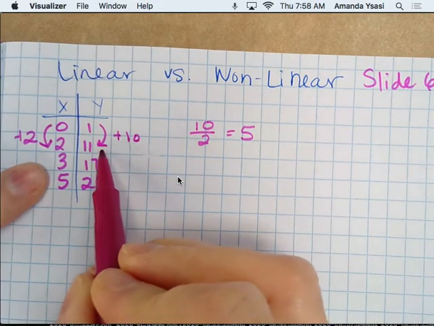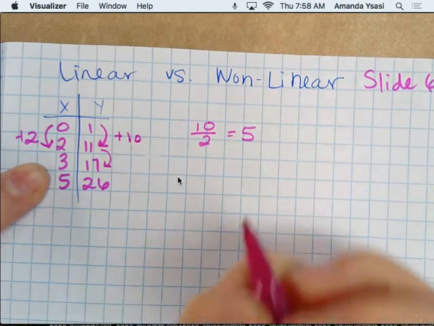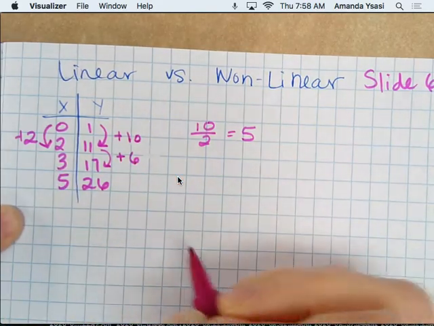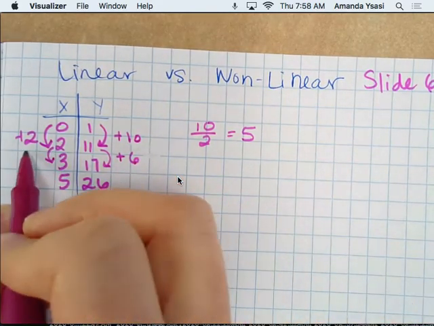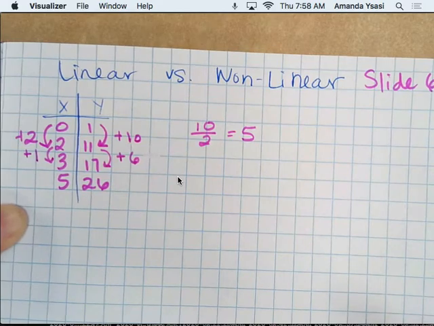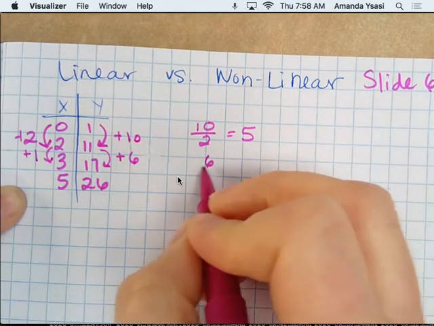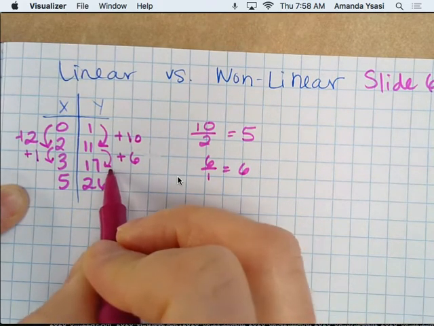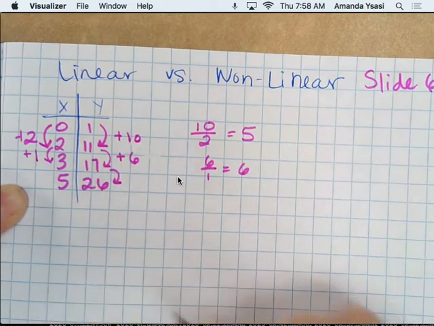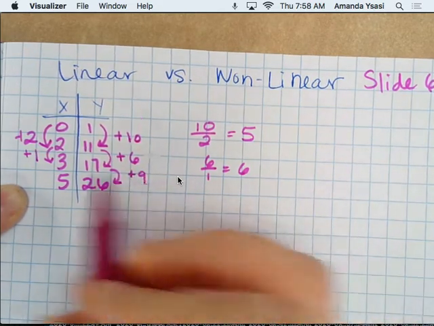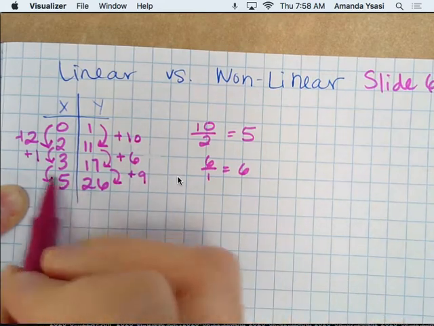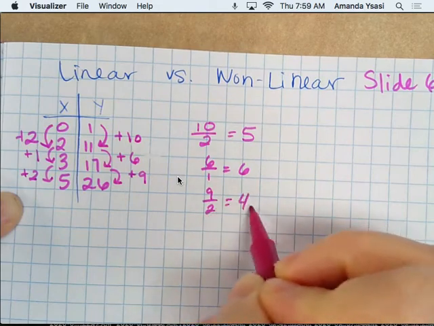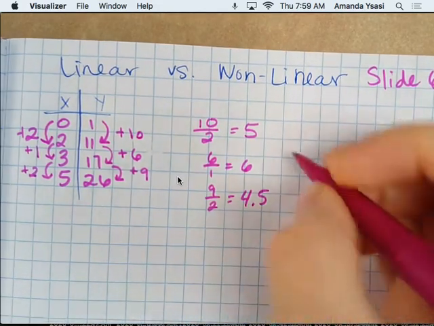So then the next one, 11 to 17, what is that? That would be 6. And how much does this go up? 1. So that's 6 over 1, which is just 6. So that's not right. Then let's look at this next one. 17 to 26 is plus 9, and 3 to 5 is plus 2. 9 over 2, that's 4.5. That's our rate. So this is nonlinear.